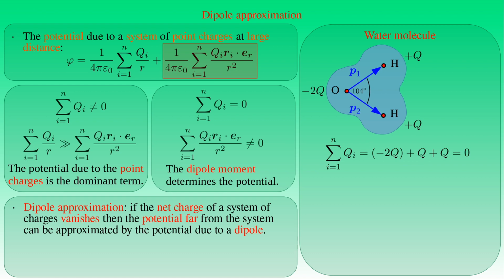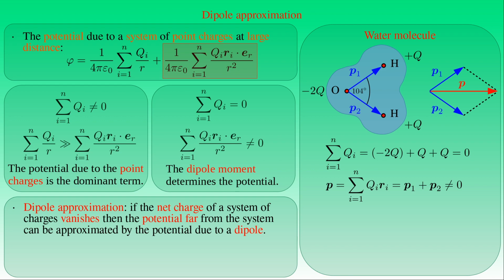At the same time, the vector sum of the electric dipole moments pointing from the oxygen atom to the 2 hydrogen atoms gives a non-vanishing electric dipole moment. Therefore, the water molecule is a polar molecule, and its electric potential can be described by dipole approximation.